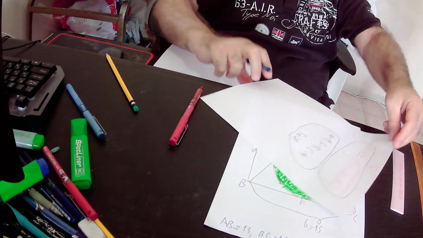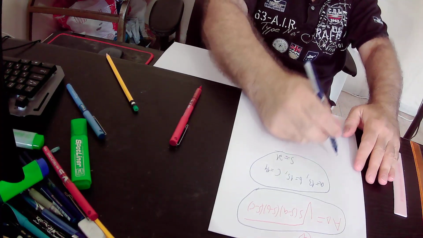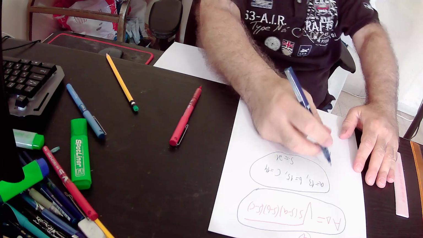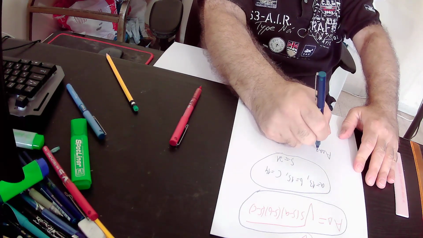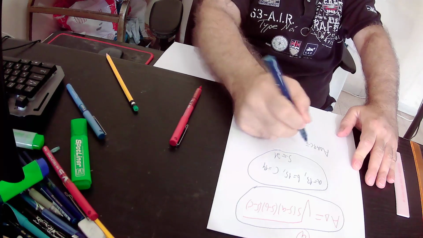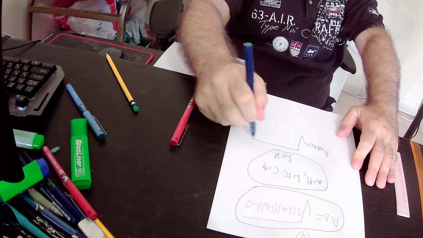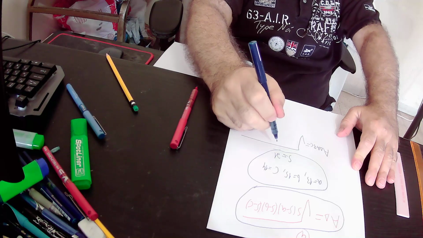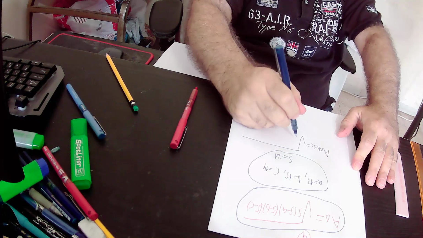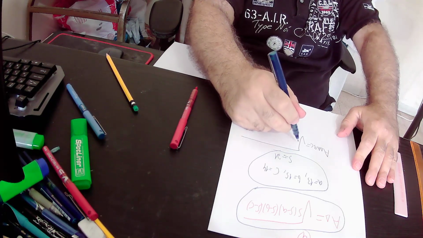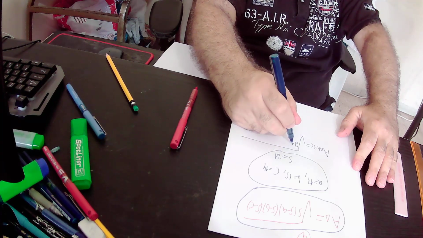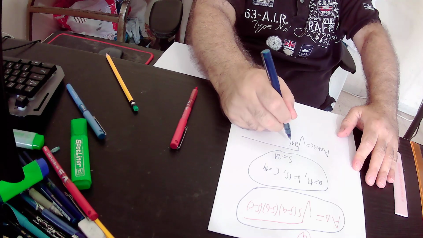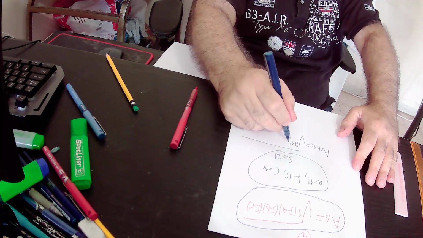Okay, so the area of triangle ABC according to this formula will be equal to the root of s, which is 21, as we have already found out. The semi-perimeter of our triangle is 21 units. And s minus a is 21 minus 13.